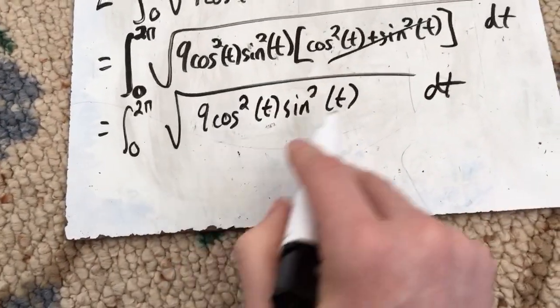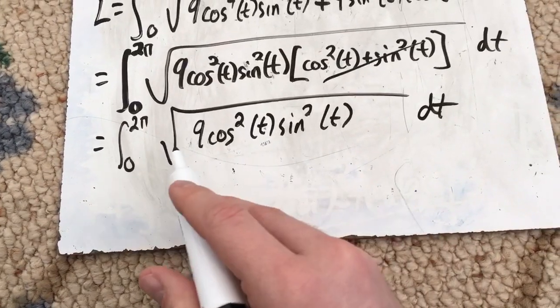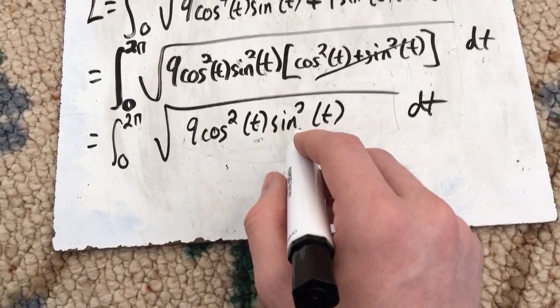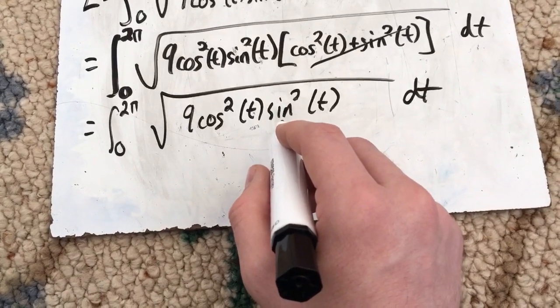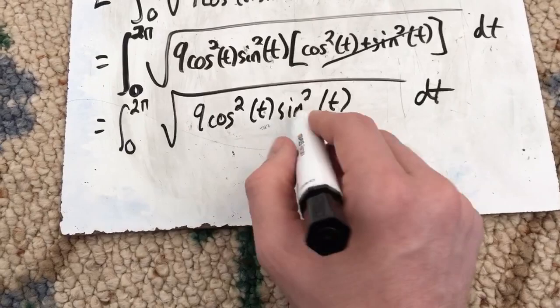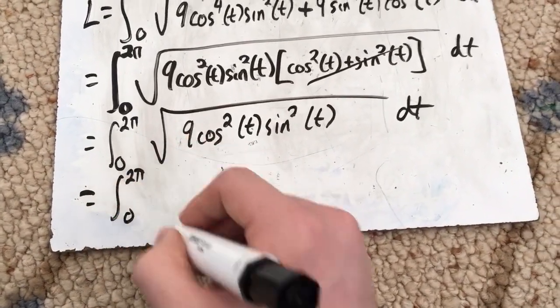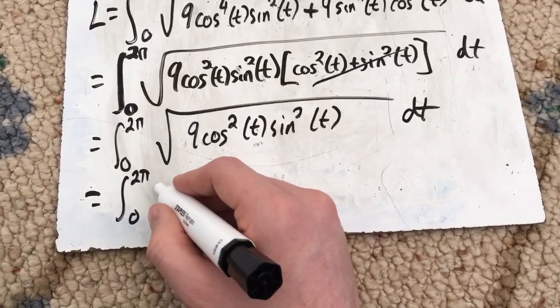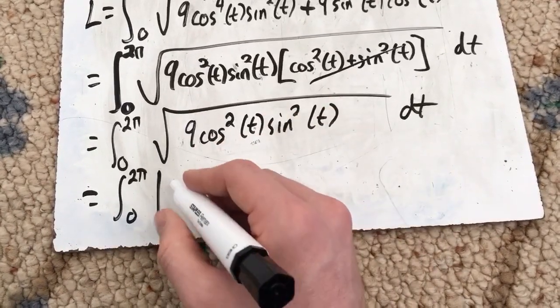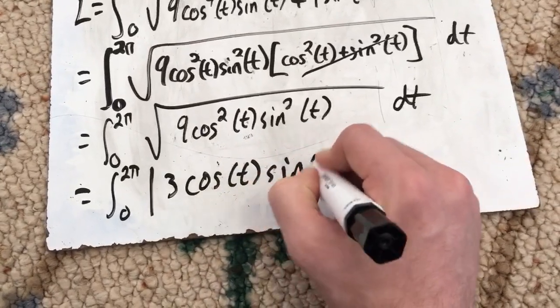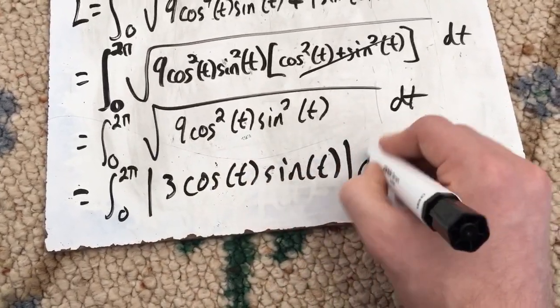Wait a minute, all of these things are squared, right? All of these things are squared. Okay, all those things are squared. So what does this mean? This means that the square root of those things squared is going to be equal to the integral from 0 to 2 pi. We're going to use the absolute value because this thing will stay positive. It'll be the absolute value of 3 cosine of t sine of t, right? dt.